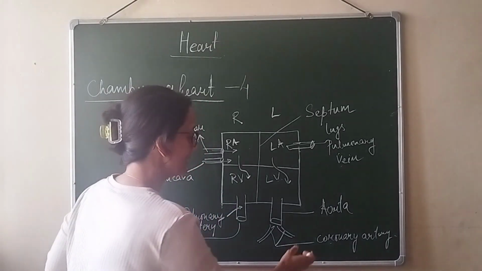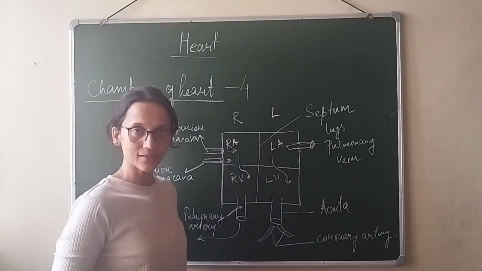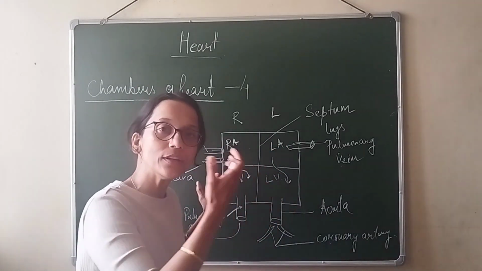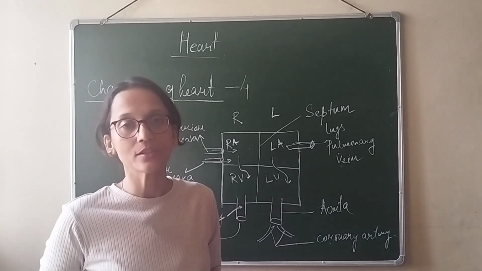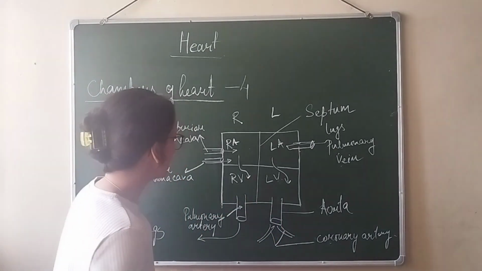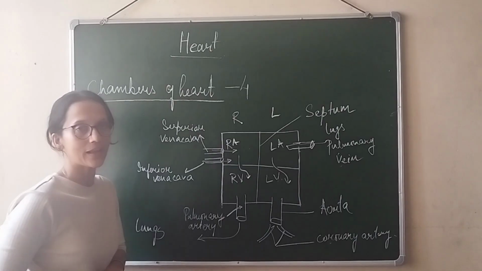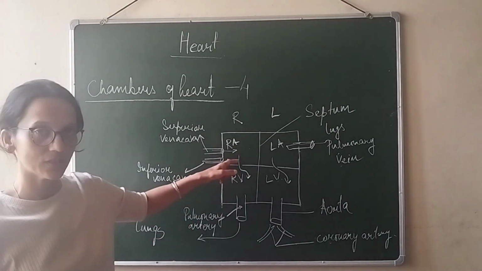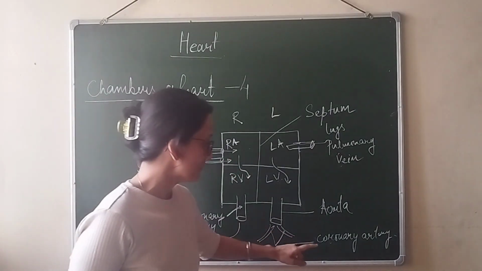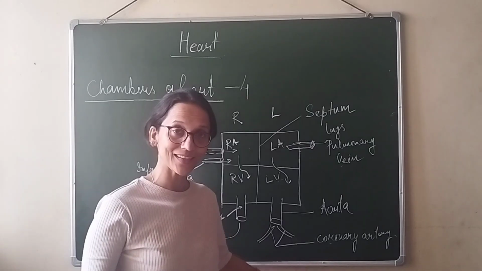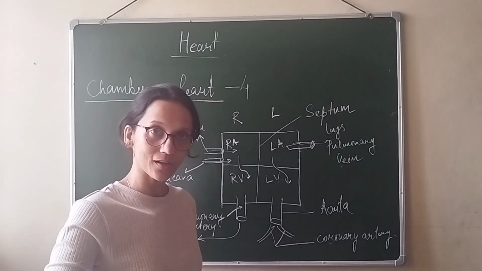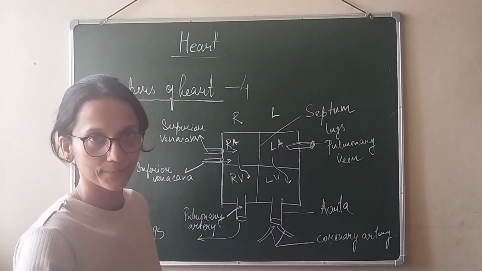It sends fresh blood to the heart, and then the coronary vein collects the deoxygenated blood from the heart and pours it back to the right side of the heart, which is the right atrium. So please remember this name, coronary artery. It's a branch of aorta and it sends blood to the heart.